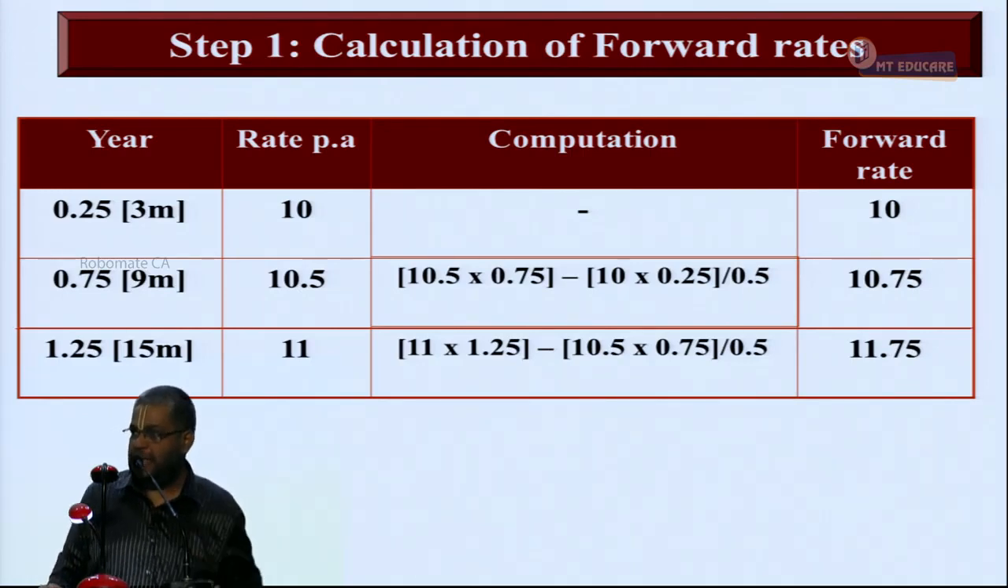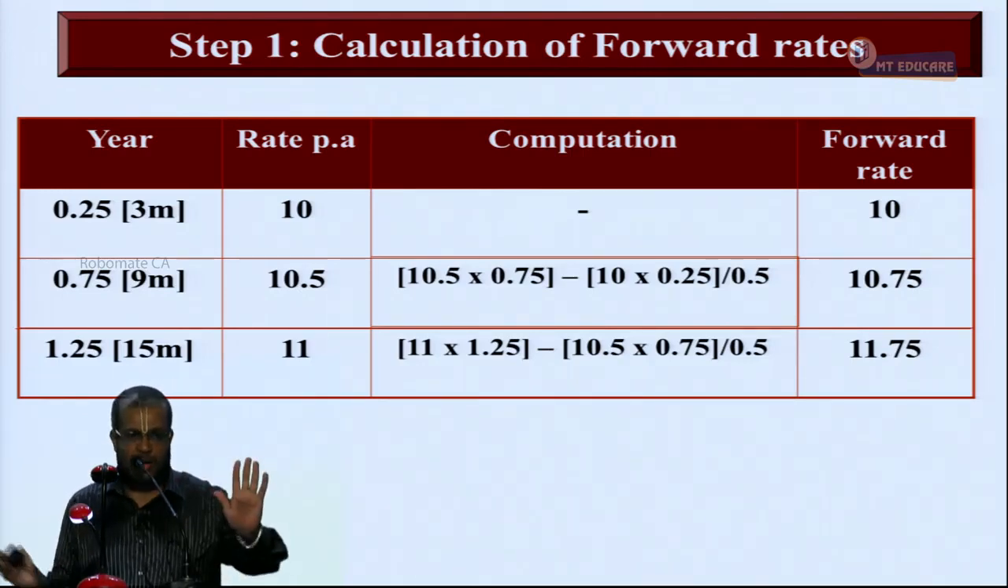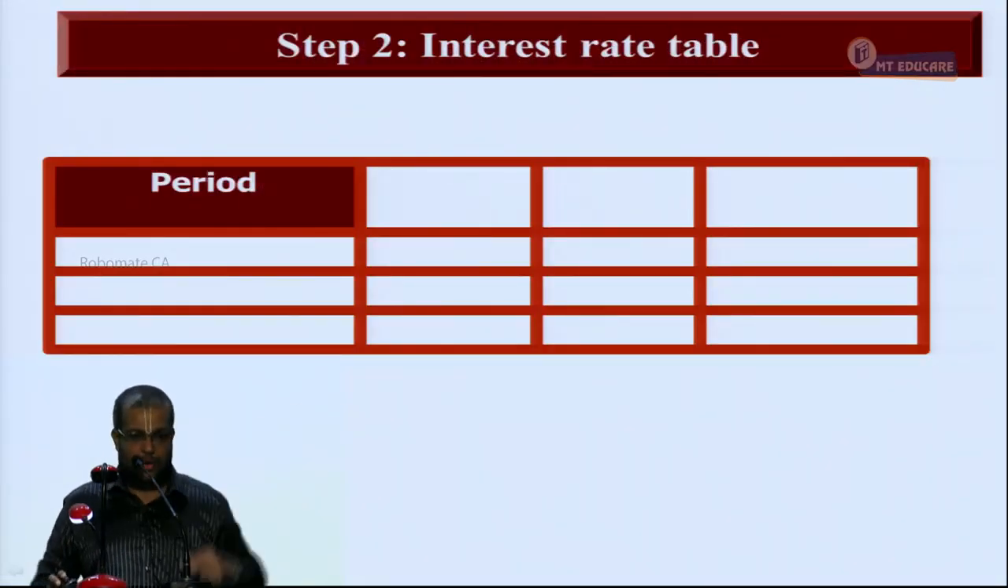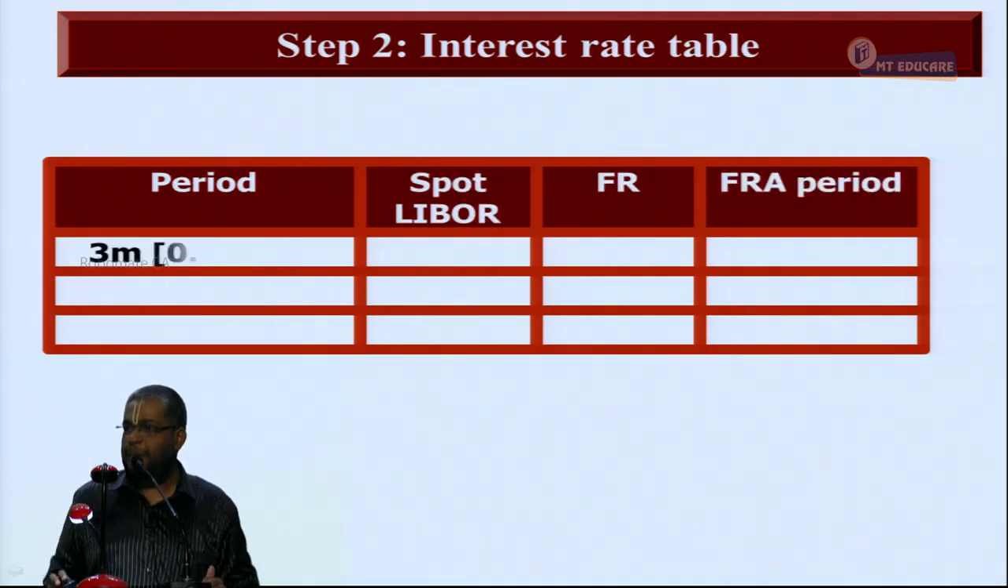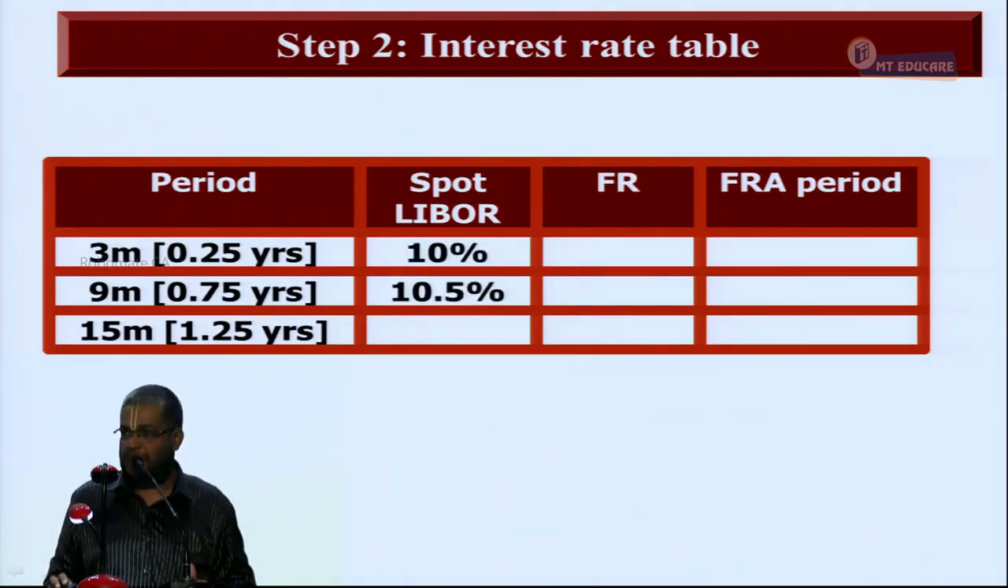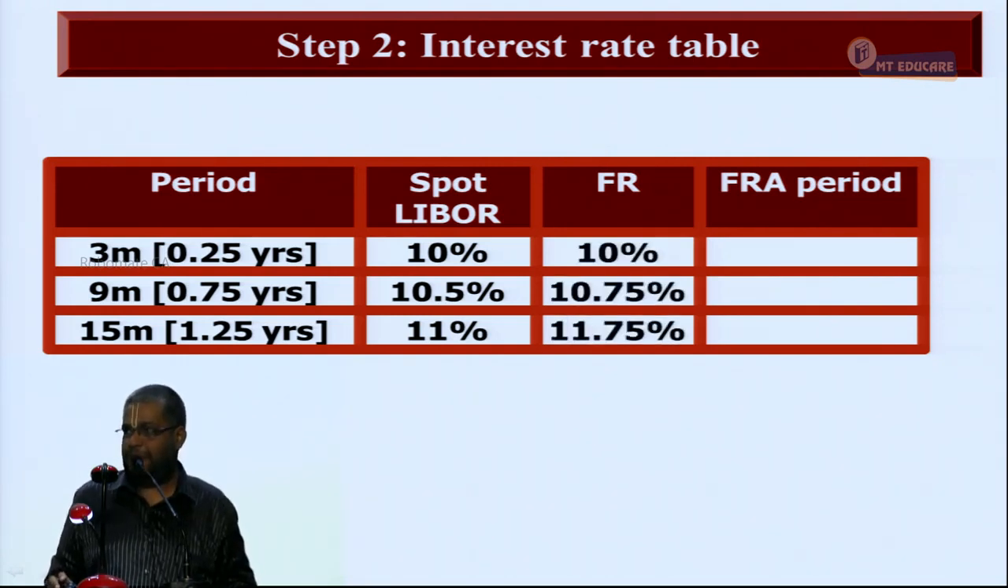10, 10.75, 11.75. Hold on, then I'll give you time to copy. Now, the interest rate table, as we wrote in the previous sum. Period: 3 months, 9 months, 15 months. The spot LIBOR: 10%, 10.5%, 11%. The forward rate: 10%, 10.75%, 11.75%. The FRA period for 10% is 0 by 3. For 10.75% it is 3 by 9. For 11.75% it is 9 by 15.